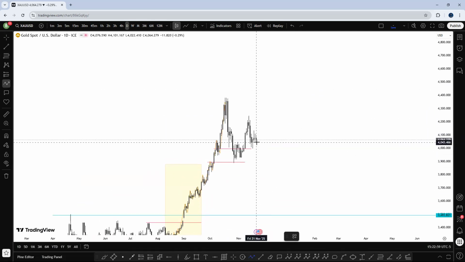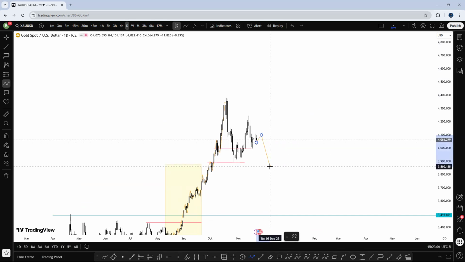If anything happens, setup fails, do not still think we are going down, right? Keep thinking bullish.